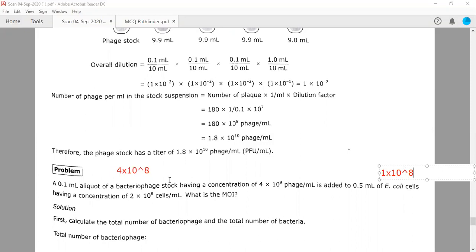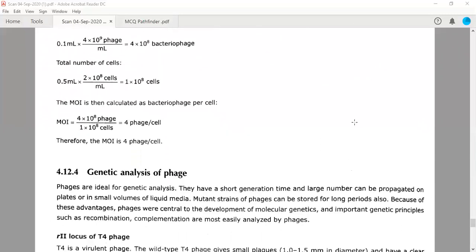What will you do next? These are the viruses and these are the bacterial cells. So if you put a division sign here, what will happen? This will cancel, and the multiplicity of infection will become 4. So this is what is asked: what will be the multiplicity of infection? It will become 4. So you are having 4 bacteriophages, the viruses, to infect each bacterial cell.